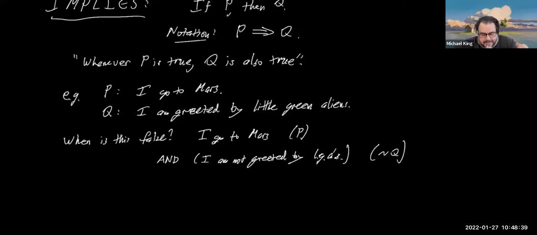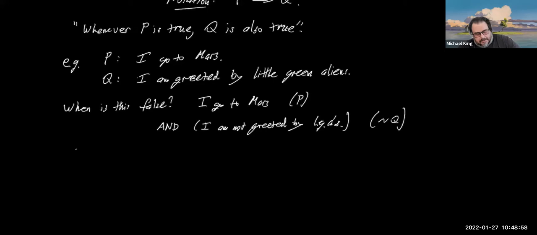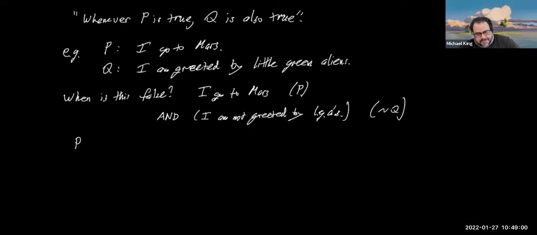But I think that means we can make a truth table, and this is the only way it's false, right? That's what I'm saying. It's almost like a placeholder or something. It's like, if I don't go to Mars, then what does that mean? In fact, let's try to make the truth table and just think about this in this context.